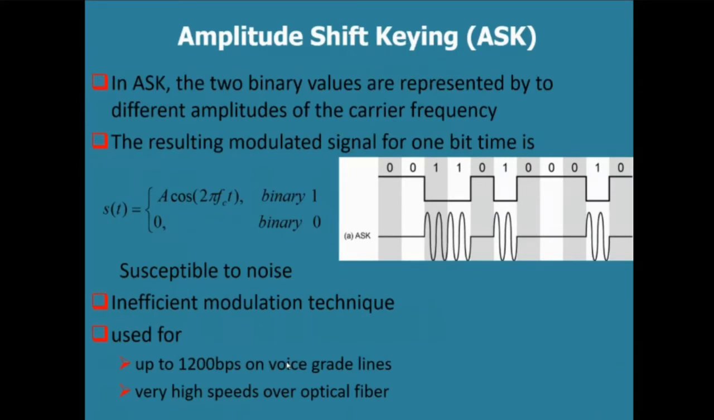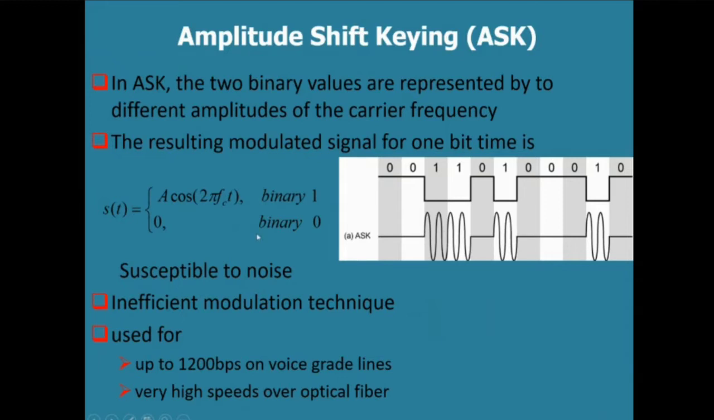So according to this amplitude shifting technique, we know that two binary values are represented by two different amplitudes of the carrier frequency. The resulting modulated signal for one bit frame is s(t) equal to A cos 2 pi Fc t, where A is the amplitude of the carrier signal and Fc is the carrier frequency. So for binary 1, it will allow the carrier signal. See here, it is the ASK output. For binary 0, it doesn't allow the carrier signal. The amplitude remains 0.